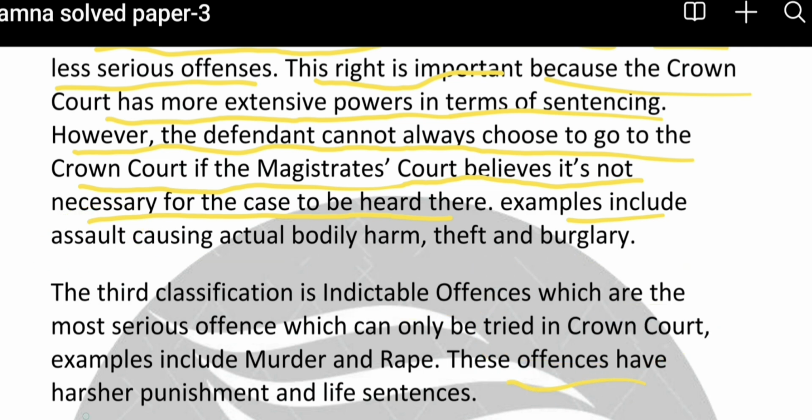Okay, these offenses have harsher punishment and life sentences. Obviously, if someone commits murder, these two are the types of indictable offenses, and these types of crimes are really harsh, and they have harsher punishment as well as a lifetime sentence.